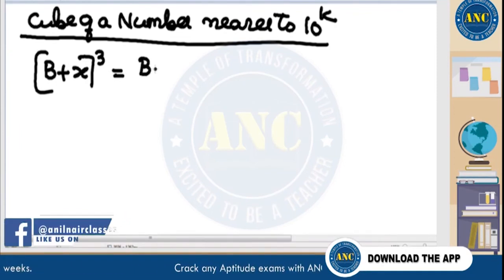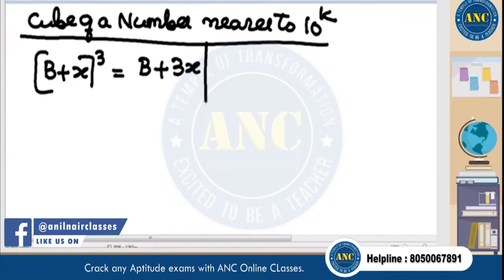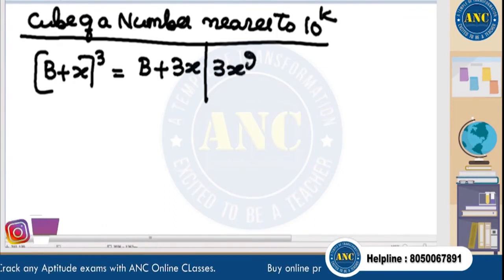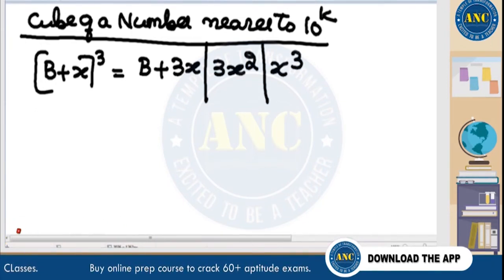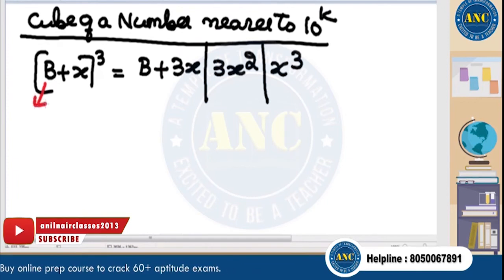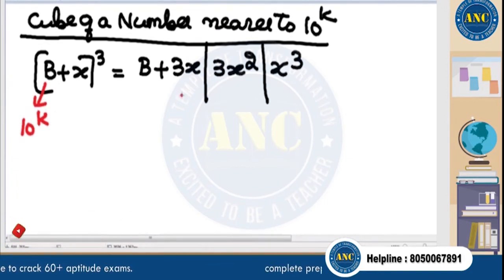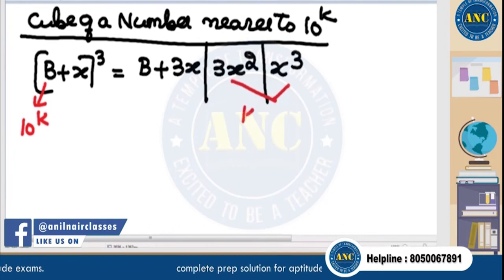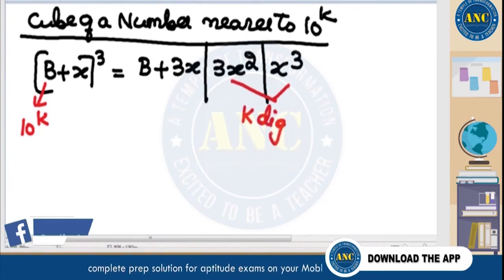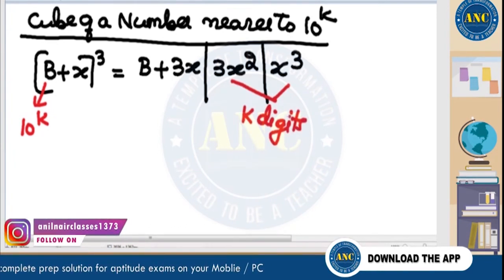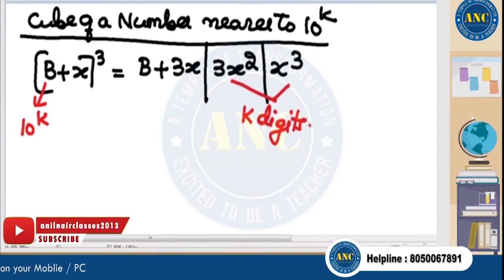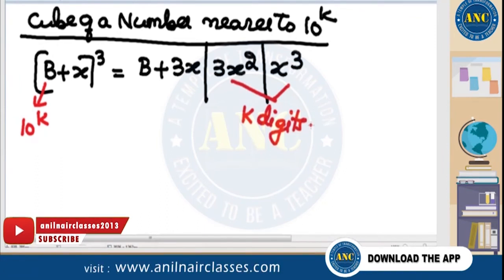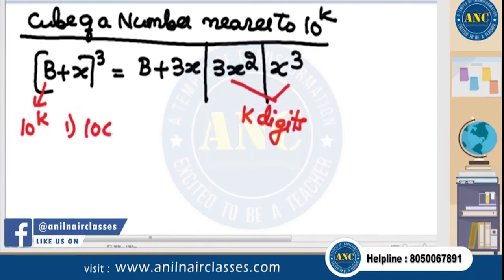b plus x whole cube is b cube plus 3b square x plus 3b x square plus x cube. This is nothing but a plus b whole cube, where a is of the form 10 power k. Last places should be in k digits. I want everyone to listen carefully. I am going to use this in CI. First question, 104 whole cube.